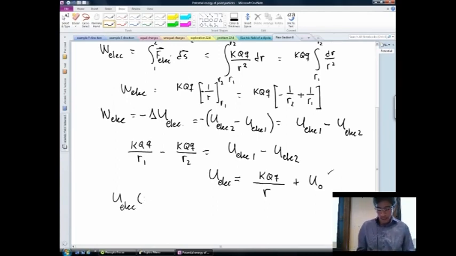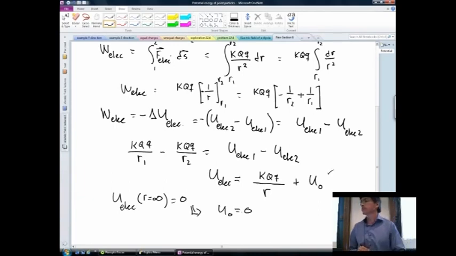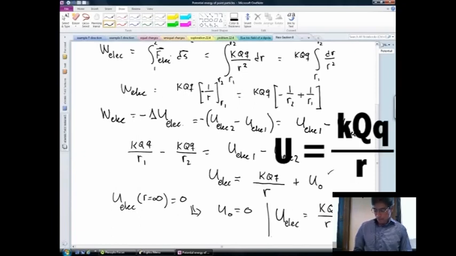So the standard is to say that the potential energy when r is equal to infinity is equal to 0, which immediately tells you that the best way to choose U0 is to say that it's equal to 0. So the final answer then is that the electric potential energy between 2 point charges is this. Right? And this applies to 2 point charges. So it clearly depends on the distance between the charges.